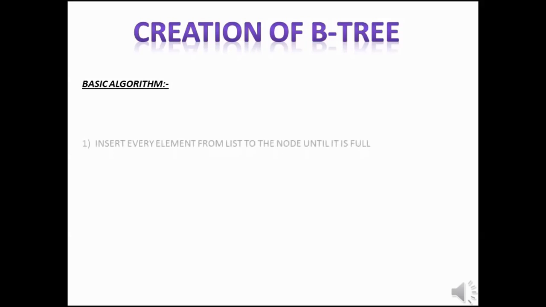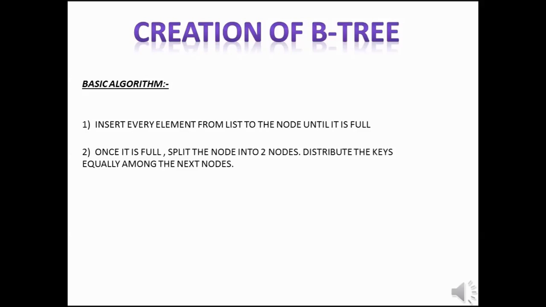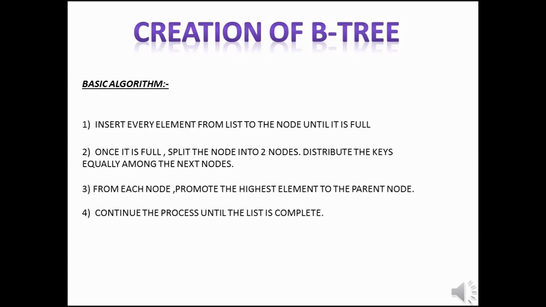Step 1. Insert every element from the list to the node until it is full. Step 2. Once it is full, split the nodes into two nodes and then distribute the keys equally among the next nodes. Step 3. From each node, promote the highest element to the parent node. And step 4. Continue the process until the list is complete.